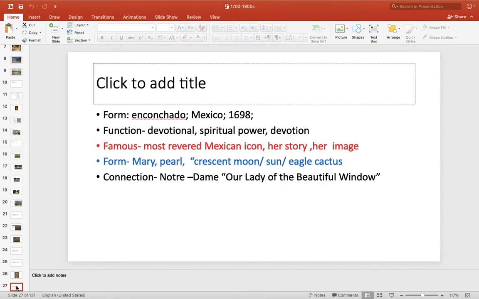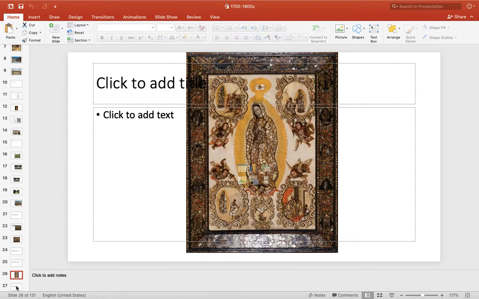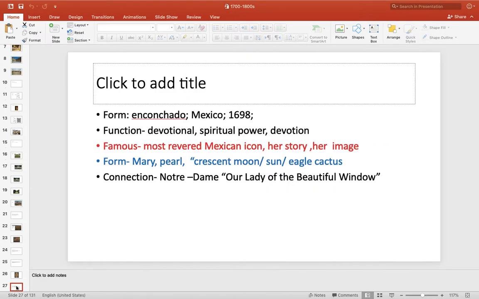You pray to it. It has spiritual power. What's famous? It is famous. It's the most revered icon in Mexico. Hugely famous. You want to know her story and her image.